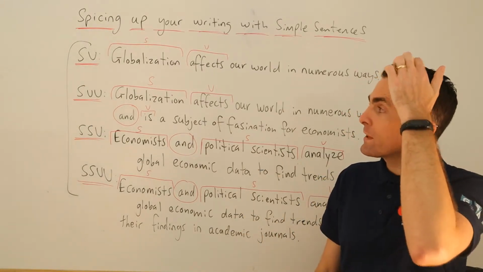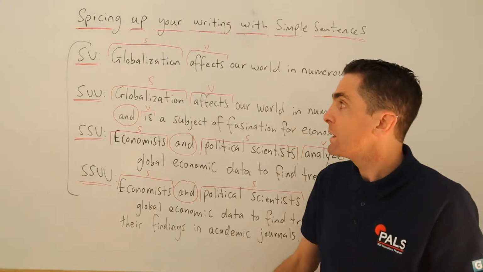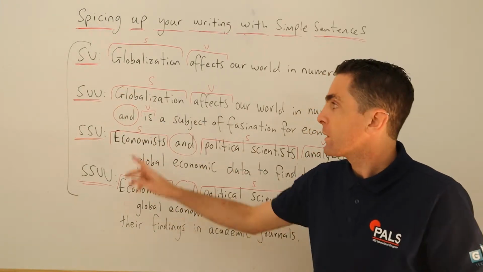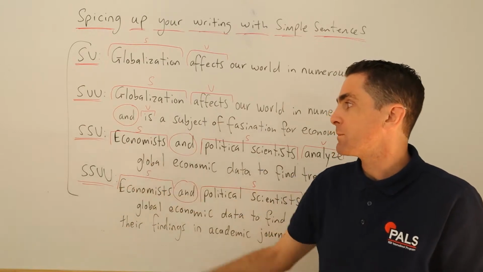So let's go through the different types of simple sentence. There are 4 different types. 1, subject and a verb. 2, subject, verb, verb. 3, subject, subject, verb.